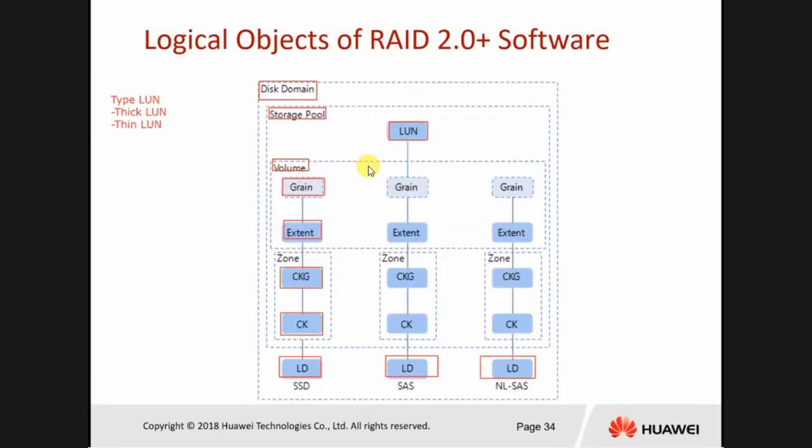So what is the thin LUN? What is the thick LUN? I will explain it later. Right now you just need to know that extent is to form thick LUN, and grain is to form thin LUN. That's enough. So this is some terminology or logical objects you need to know when we talk about RAID 2.0.